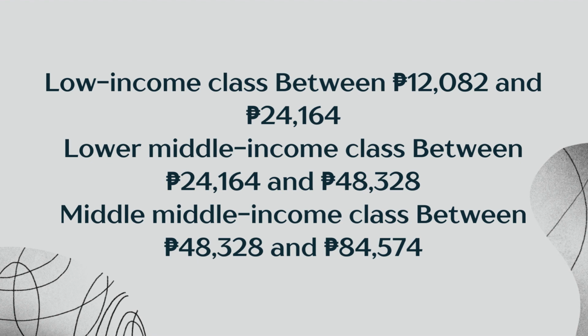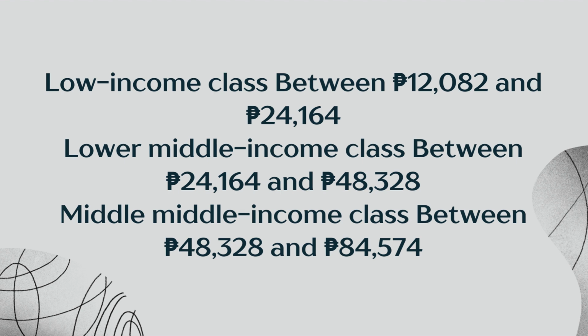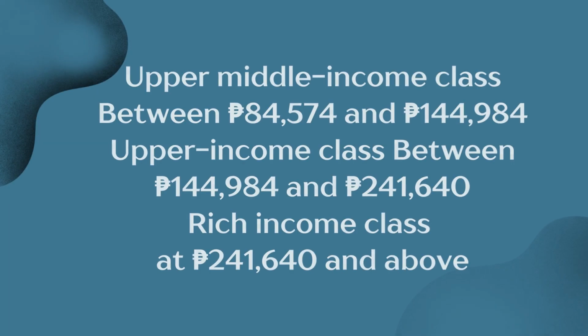Low income class is between 12,000 and 24,000. The lower middle class income is between 24,000 and 48,000 pesos. The middle income class is between 48,000 and 84,000 pesos. The upper middle class ranges from 84,000 pesos to 144,000. The upper income class ranges from 144,000 pesos to 241,640 pesos, while the rich income class goes 241,640 pesos and above.